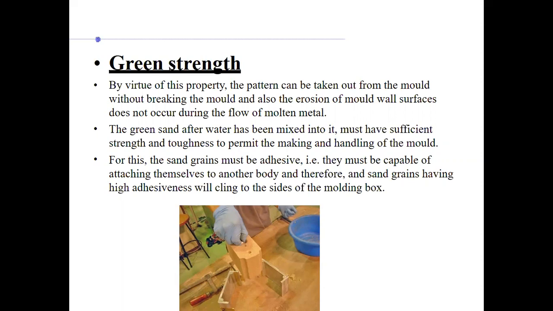Green sand, after water has been mixed into it, must have sufficient strength and toughness to permit the making and handling of the mold. As you can see, he's able to lift that, right? So it should have that strength and toughness so that we can handle it. For this, the sand grains must be adhesive, that is, capable of attaching themselves to another body. Therefore, sand grains having high adhesiveness will cling to the sides of the molding box. Adhesiveness is between the sand and the flask, or the molding box.